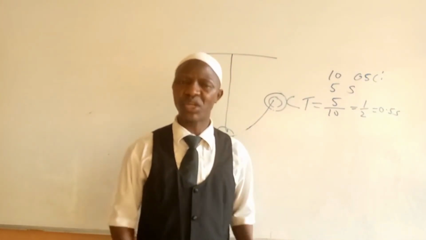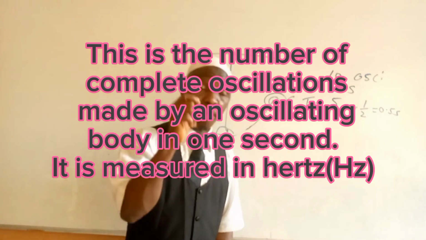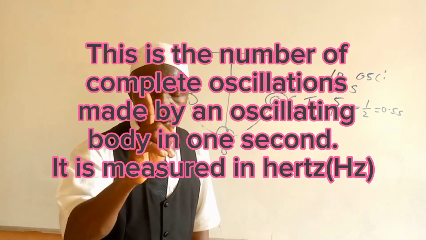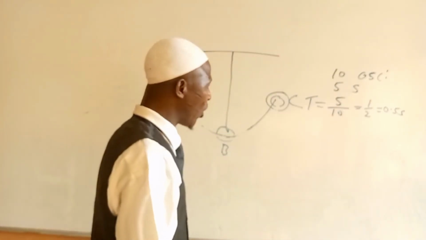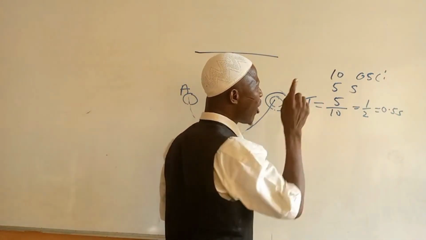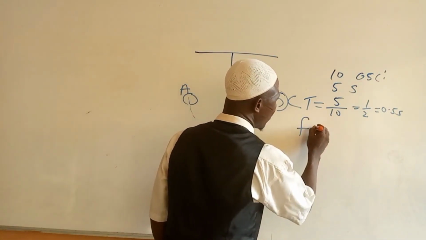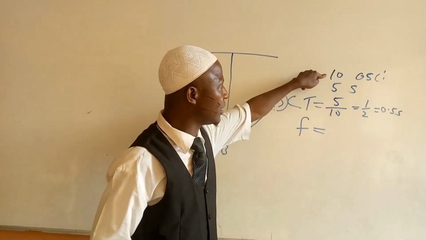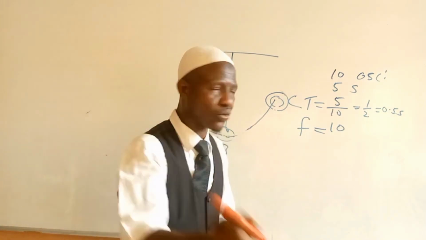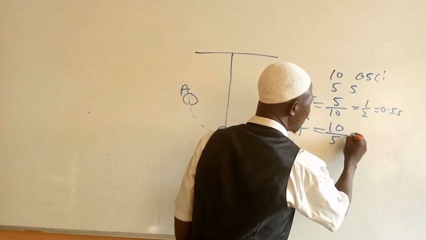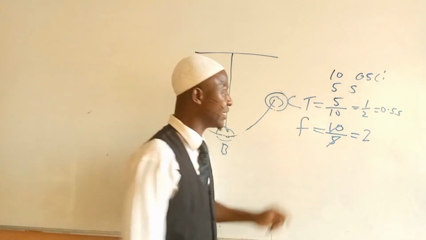So we talk about frequency. What is frequency? That is the number of oscillations completed in a second. Number of oscillations in 1 second. Therefore, if I come back here, in that case my frequency will be what? Number of oscillations, 10, in 1 second. That is oscillation per second over 5, which will give me what? This, that is 2. And the unit of frequency is what?